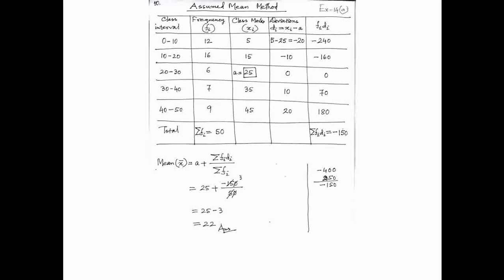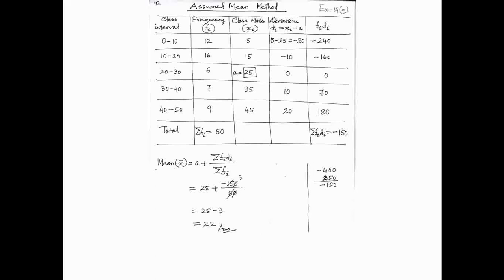Now let us come to the next row. The frequency is 16 and the class mark is 15. So the deviation will be xi minus a. Xi is 15 minus a, a is 25. So 15 minus 25, you are getting minus 10. Now fi di: minus 10, and on this side 16. 16 multiplied by minus 10, you will get minus 160.